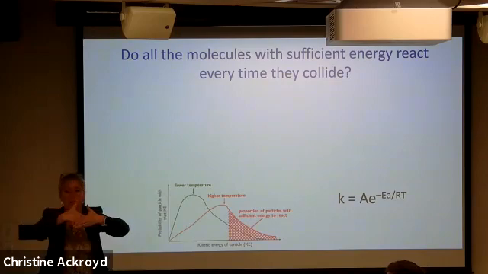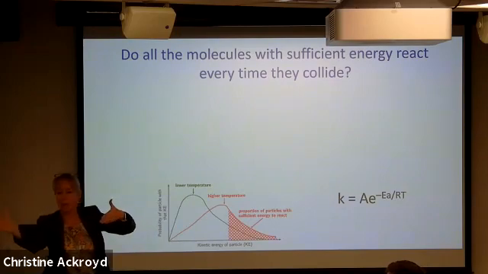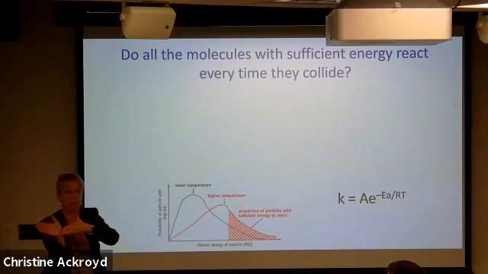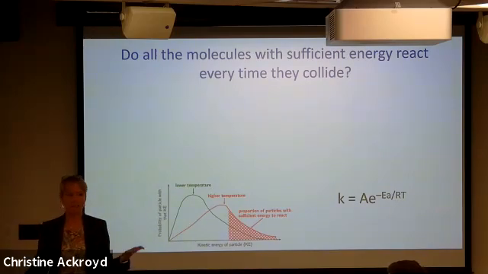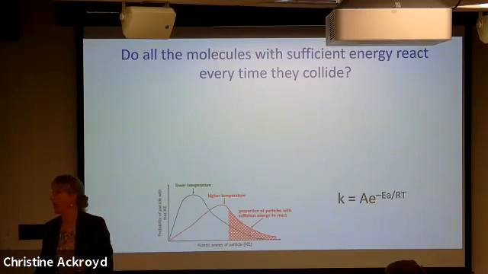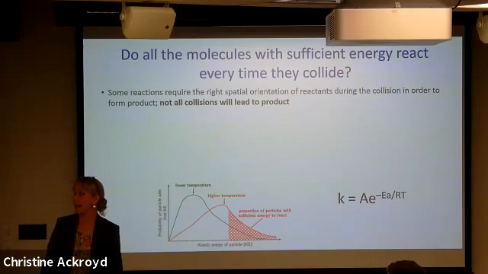Well, what if orbitals have to overlap this way, but the collision happens this way? Are we going to get to product? Even if there's enough energy, am I going to get to product if the collision happens backwards of how it would have to happen in order for a bond to form? No. Okay, so the answer here is, do all molecules with sufficient energy react every time they collide?